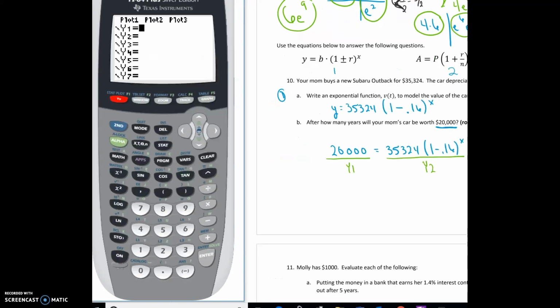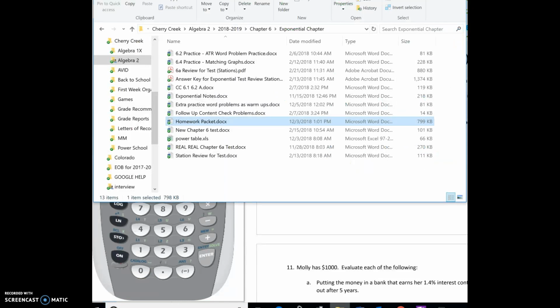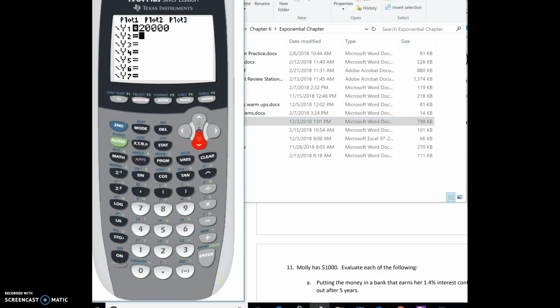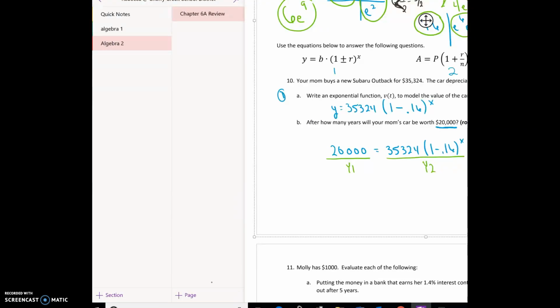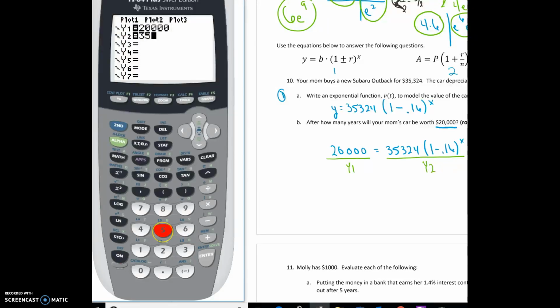So I am in the y equals button, and then for y1, I'm going to put 20,000. Make sure you get all your zeros. And then in y2, I'm going to put the other part. So hold on, I just lost 35 and 324 parentheses, and then we'll do 1 minus 0.16, and then I will close my parentheses, and now I will hit the exponent button, and I will put in the x button.